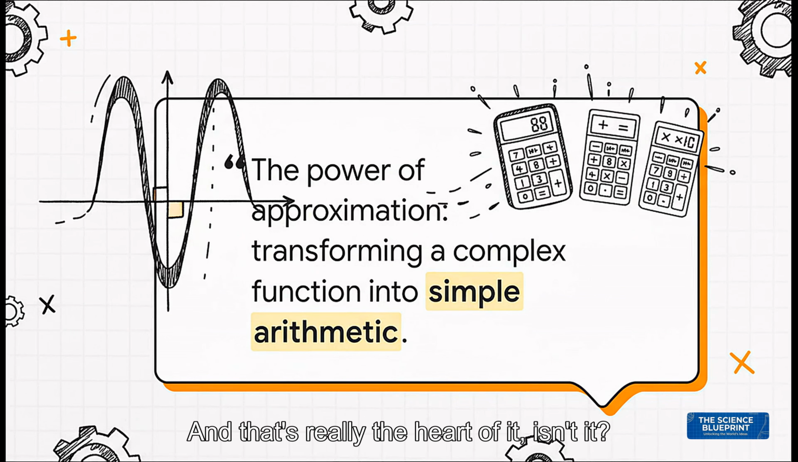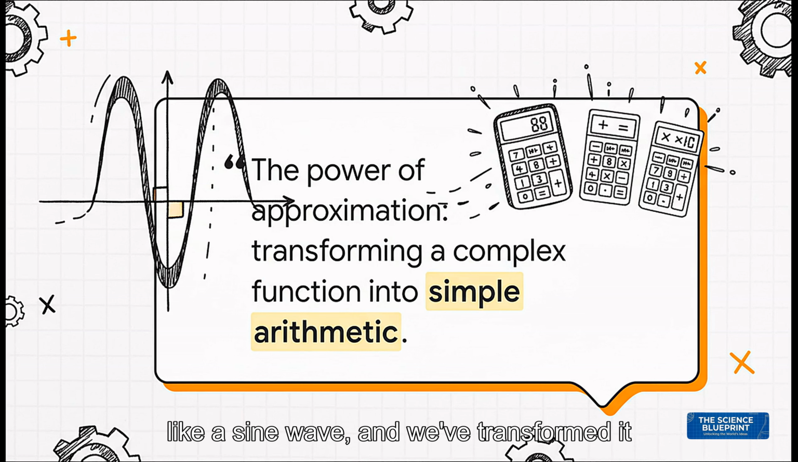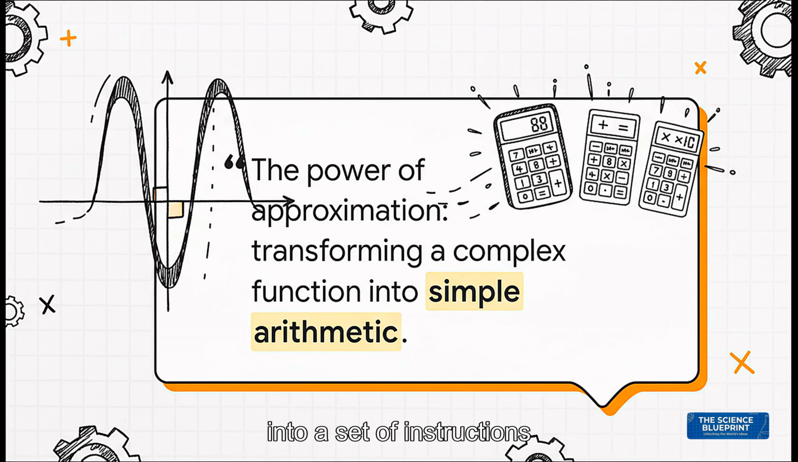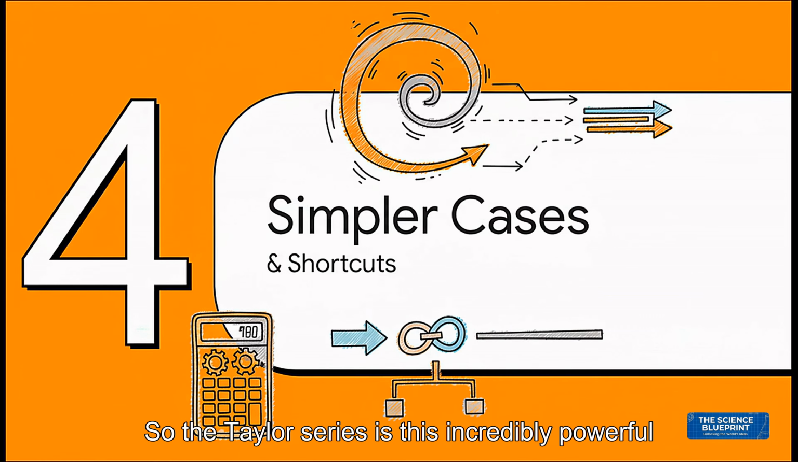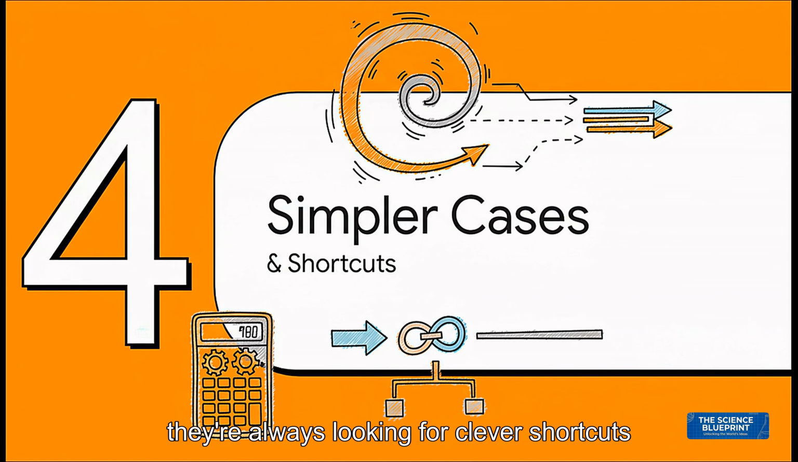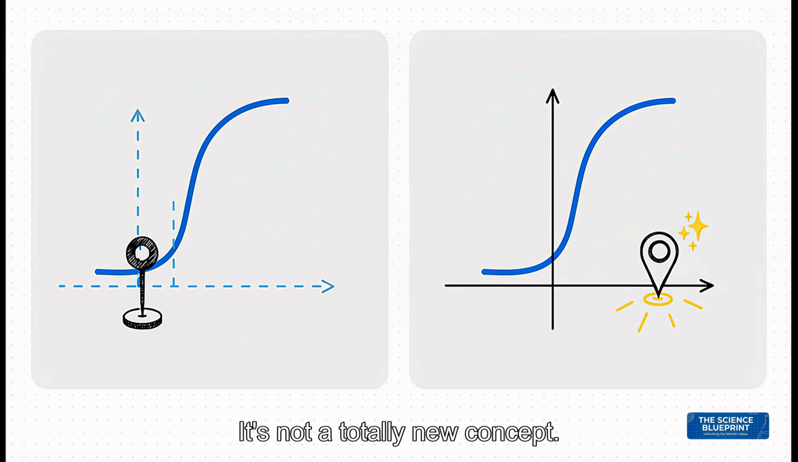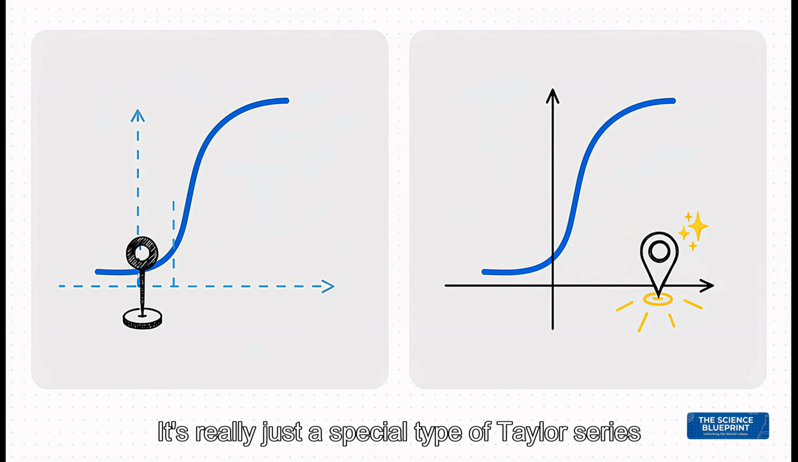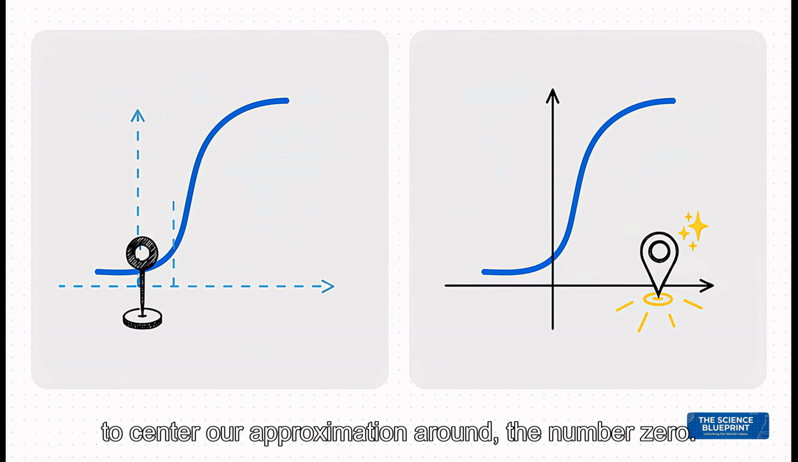And that's really the heart of it, isn't it? We've taken something conceptually abstract, like a sine wave, and we've transformed it into a set of instructions that even a basic calculator can handle with total ease. So, the Taylor series is this incredibly powerful all-purpose tool. But you know mathematicians, they're always looking for clever shortcuts to make things even faster. You'll often hear about something called a Maclaurin series. It's not a totally new concept. It's really just a special type of Taylor series where we've chosen a very specific, very convenient point to center our approximation around, the number 0.